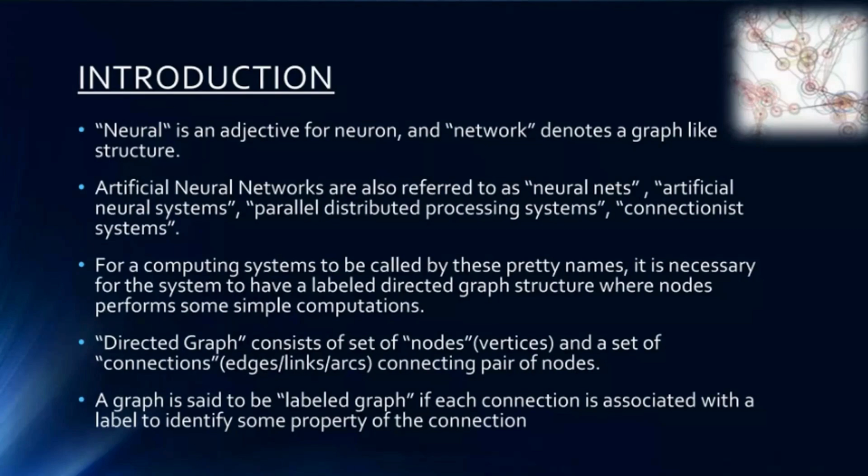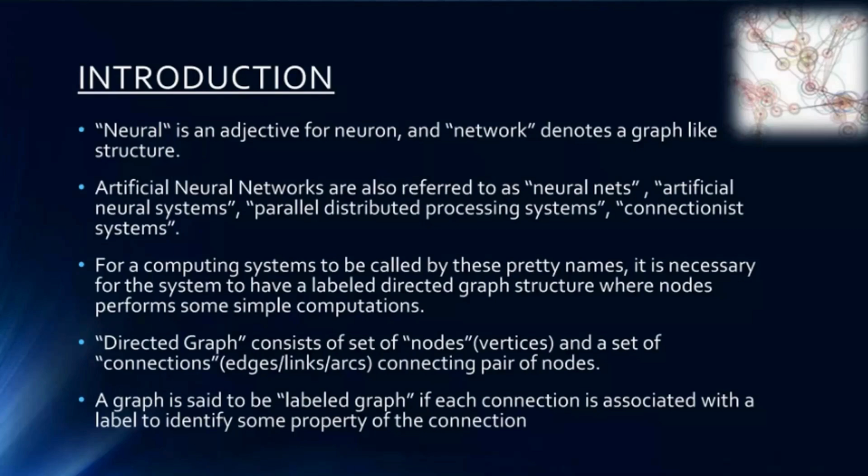Artificial neural networks are also referred to as neural nets, artificial neural systems, parallel distributed processing systems, and connectionist systems. For a computing system to be called by those names, it must have a labeled directed graph structure where nodes perform some simple computations, like neurons and synapses, which transform some data.